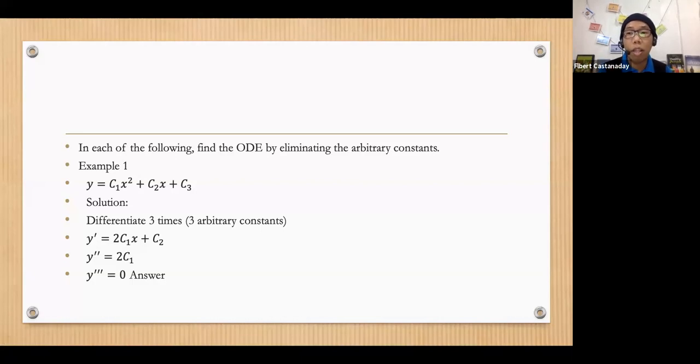If there's only one arbitrary constant, you must differentiate it once. Now that we have this equation, and this final equation does not contain an arbitrary constant, then this is our final answer for this particular solution or equation. So this equation, y equals c sub 1 x squared plus c sub 2 x plus c sub 3, its differential equation is y triple prime equal to 0.